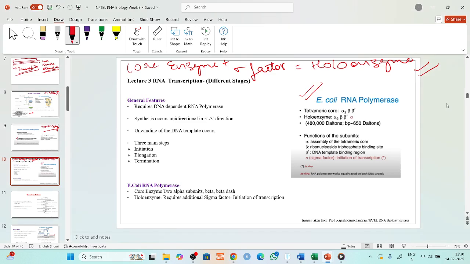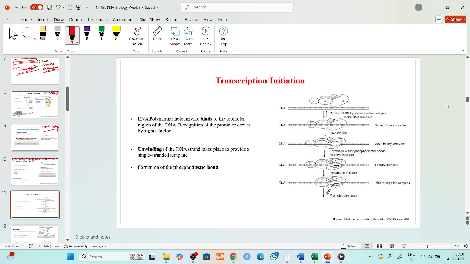It is required for the ribonucleoside triphosphate binding site. Beta dash is a DNA template binding region, and sigma factor is required for the initiation of transcription. So these are some of the important points which need to be remembered when we talk about the E. coli RNA polymerase. Now let us come to the first part, which is your transcription initiation.